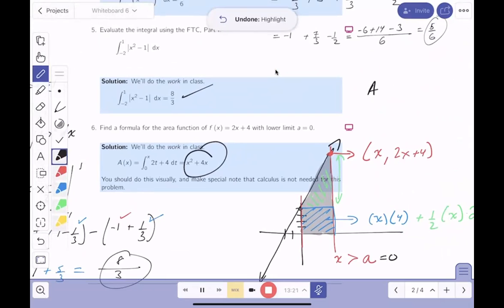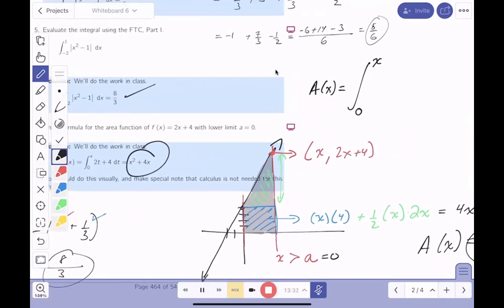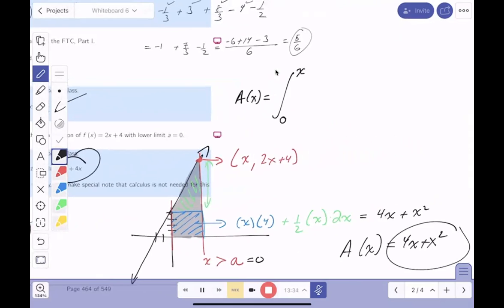This is an area function. It's a function of x. Where are we starting? We're starting at 0 and we're stopping at x. Now this may seem strange to you. I can't put x as the integrand, so I've got to put a dummy variable in. So it's going to be 2t plus 4 dt.